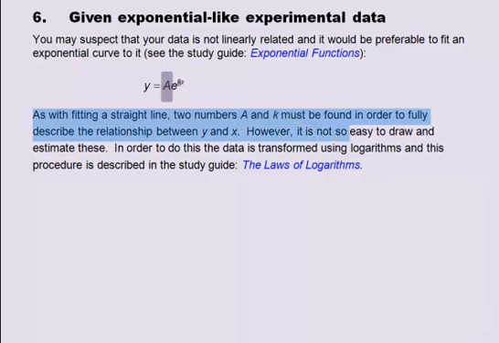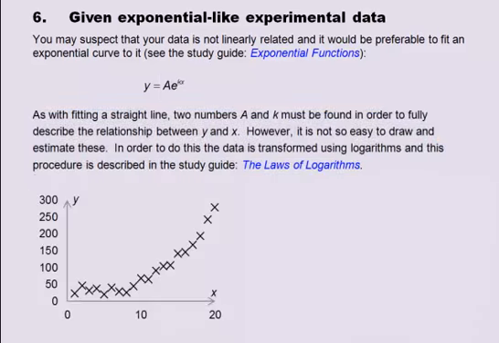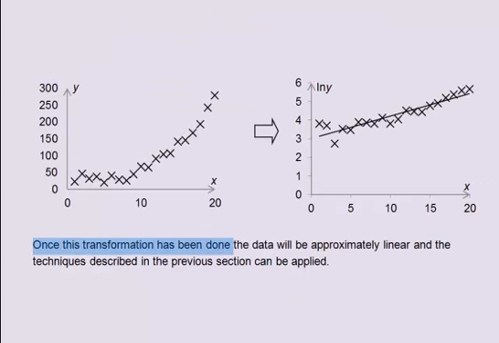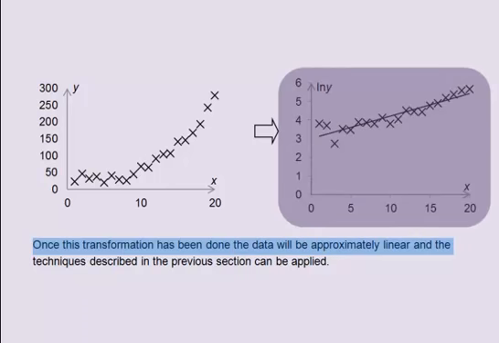However, it is not so easy to draw and estimate these. In order to do this, the data is transformed using logarithms, and this procedure is described in the study guide, Laws of Logarithms. Plotting the data gives an exponential curve like this. By plotting the logarithm of y on the vertical axis instead of y, you get a straight line. Once this transformation has been done, the data will be approximately linear, as you can see, and the techniques described in the previous section can be applied.